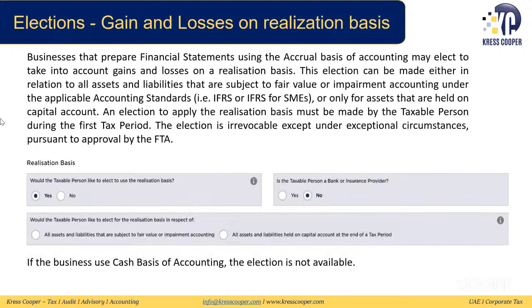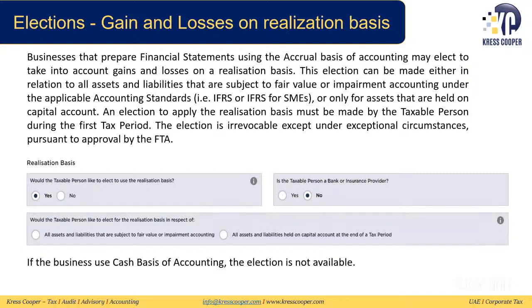So now, businesses that are preparing the financial statements using the accrual basis of accounting, this is not applicable for those who are doing the cash basis of accounting, only for those who are doing the accrual basis of accounting. They will have an option to elect whether they want to account for the gains and losses on a realization basis, or leave it on an unrealized basis. So you have to make this in the first return. You cannot make this selection again, only in exceptional circumstances, like I said.